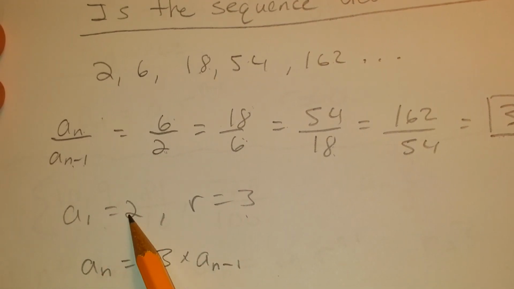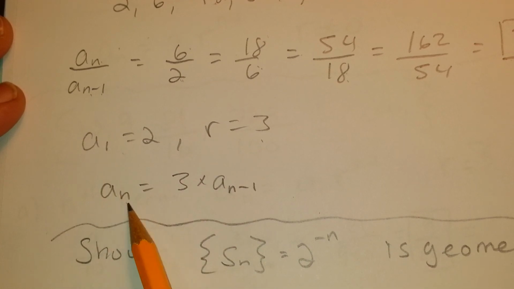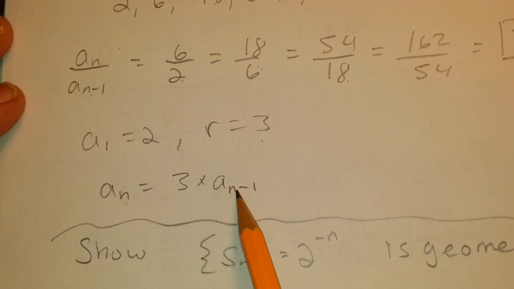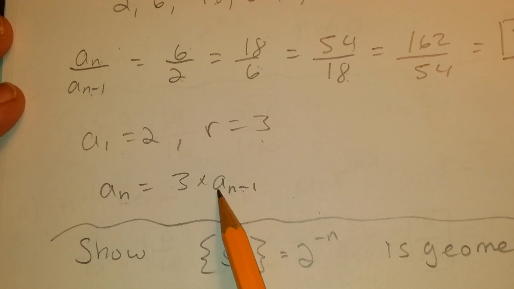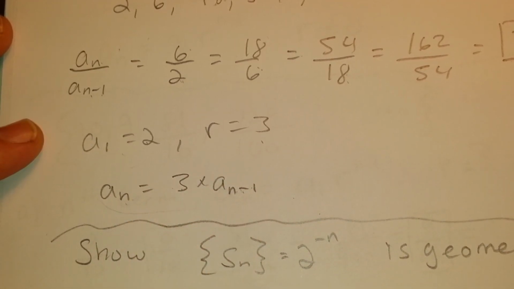Our first term equals 2. So our nth term equals our common ratio times the term prior: 3 times a sub n minus 1. There's our recursive definition for a sub n.